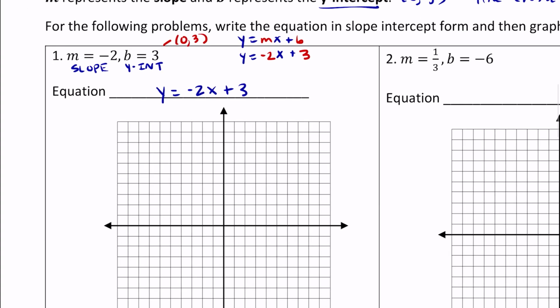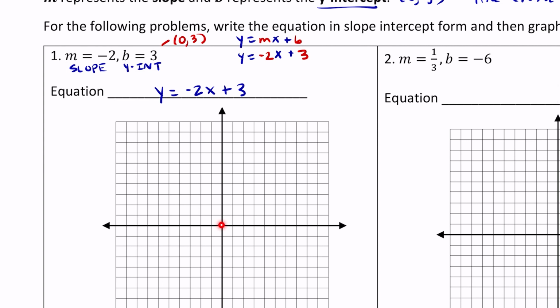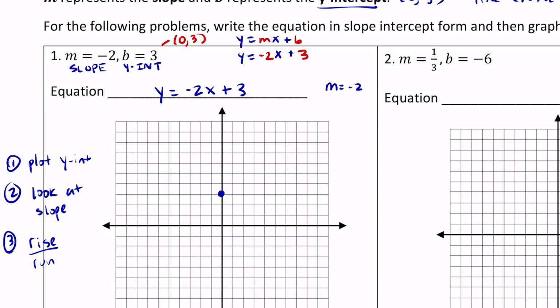You want to go ahead and start with that y-intercept. So here's 0, and then 1, 2, 3. That is where I am going to plot my y-intercept. And starting from the y-intercept, I take a look at my slope. So 1, plot the y-intercept, then 2, look at the slope, and then 3, rise over run, okay? So if I know that m is -2, that is the same thing as saying -2 over 1, okay?